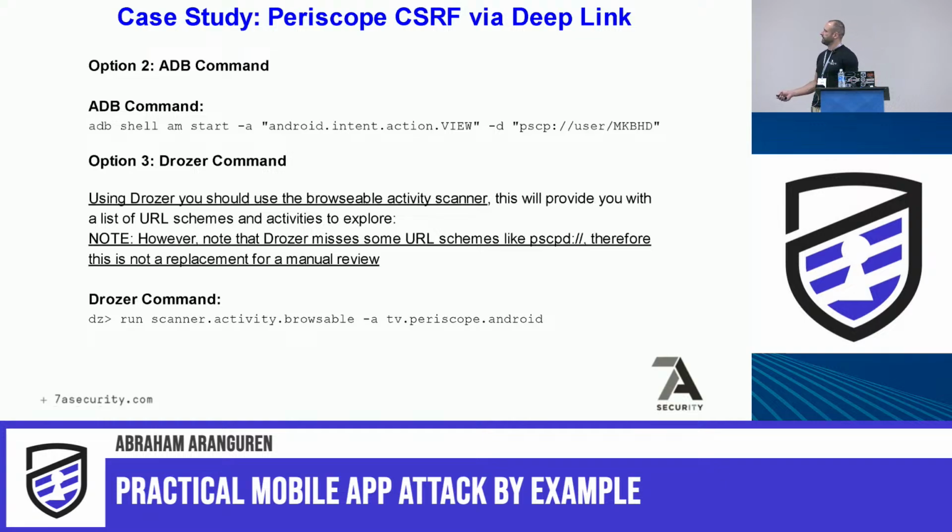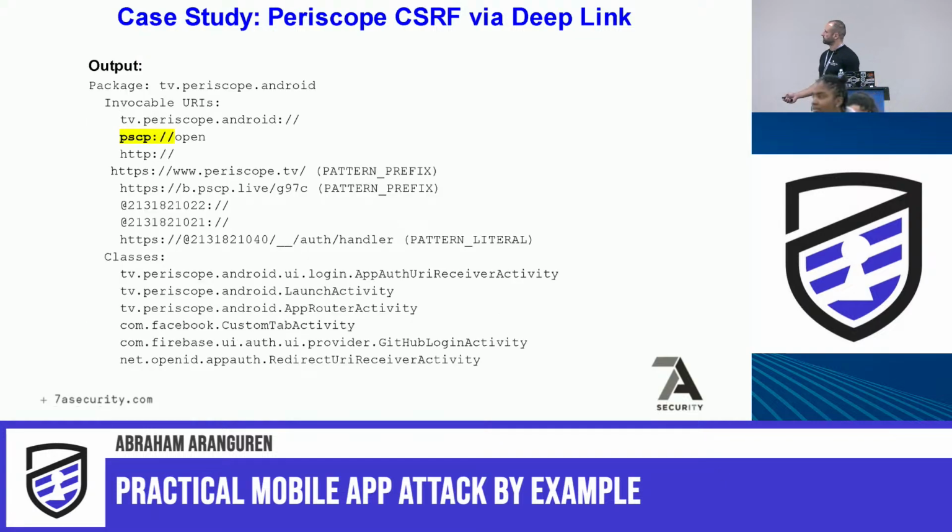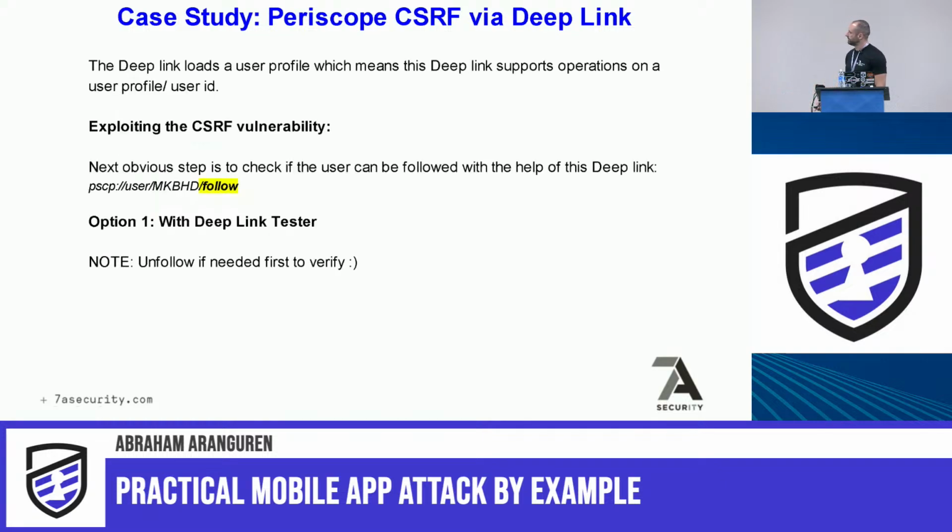You can use this with ADB shell, which would be my preferred way to talk to developers and for pen test reports, so that the steps are easier to replicate for an Android developer, because they are not going to have any hacking tool installed. But you could also do it with Drozer, right? Drozer also has a scanner, which is not very good, but it will give you some results. So you could also run the scanner, and in this case, you have the PSCP URL in there.